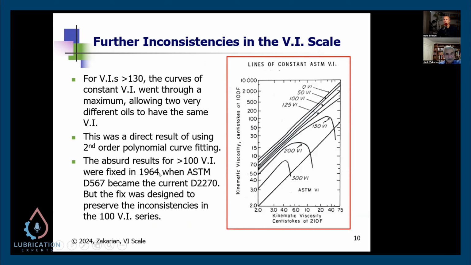So in 1964, they made a fix to the scale. The old D567 became the current D2270. They made these lines straight, but in order to make them straight, what they did was have it follow the line for 100 VI, and the 100 VI line, as I've already shown, was also warped. And so all they did was preserve the original inconsistency, but at least they got rid of the curves.